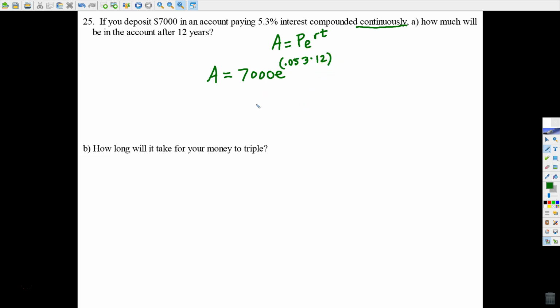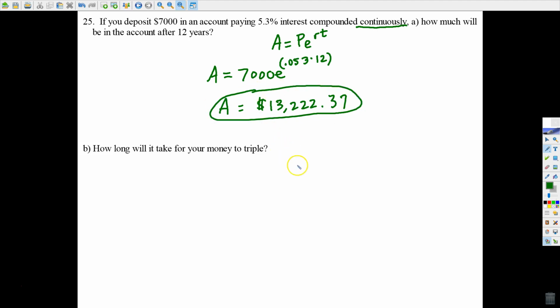Okay, so we'll just grab our calculator and let it do the work, 7,000. And then we're going to do second ln. That gives us e to the power, and then the parentheses, the exponent for e will be 0.053 times 12. And that ends up being $13,222. And for these interest problems, we typically round them to the nearest penny. That's 37 cents. That's your answer for 25A.